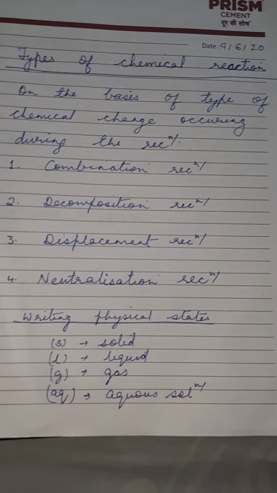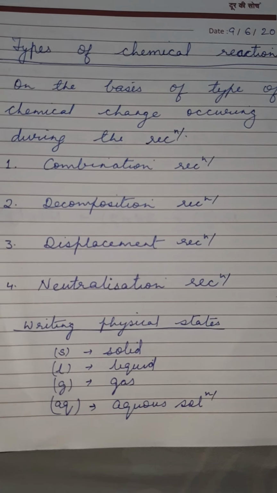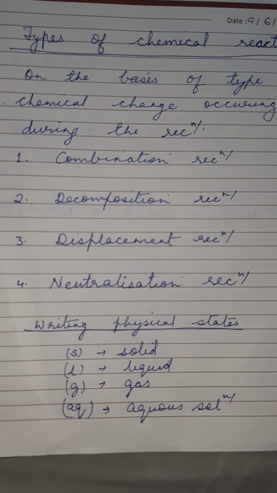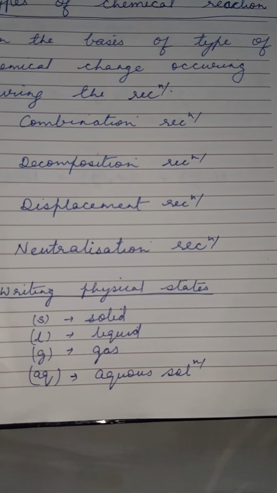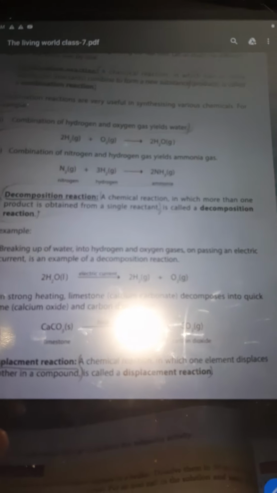Before that, while writing reactions, some terms are used. You can see here in the book that 2H2 plus O2 makes 2H2O. Here it is written in brackets G with H2 and G with O2. So I am going to explain what that is.